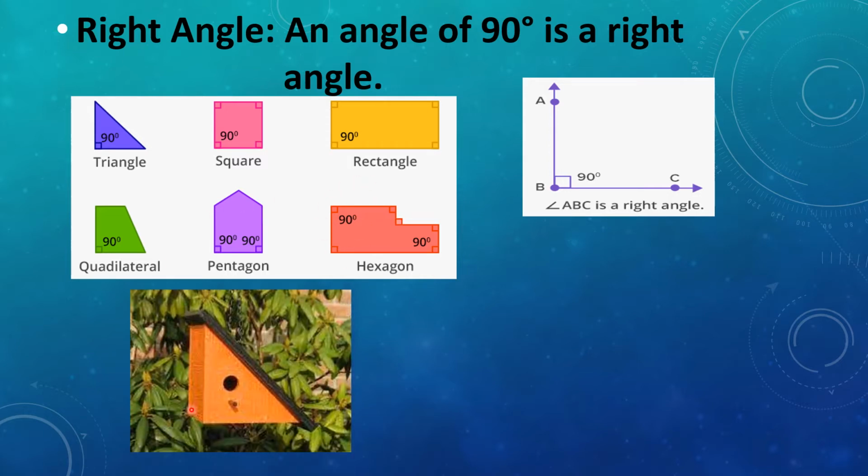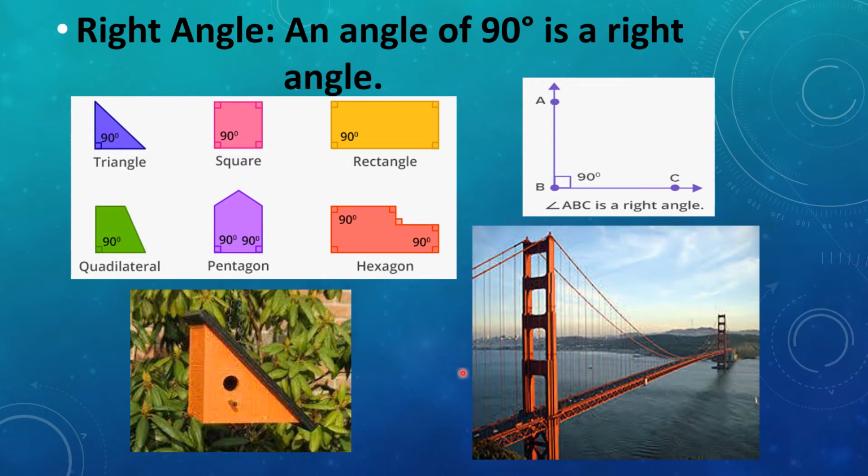Next, here you can see a bird house. Here also a right angle is formed. Here you can see in the bridge, this way, a right angle is formed.